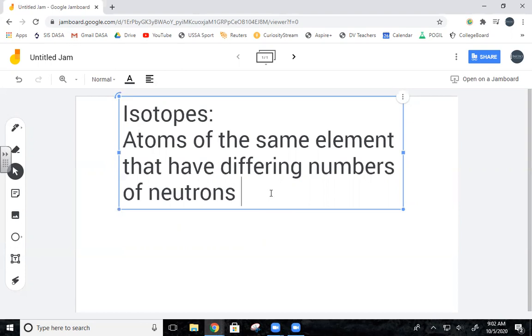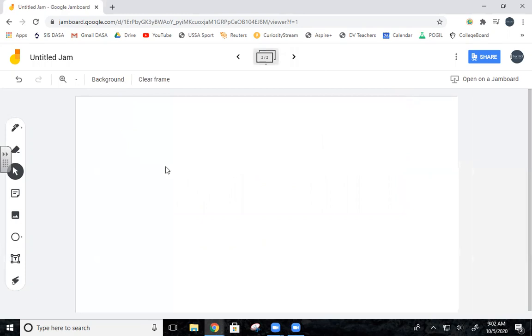So isotopes are atoms of the same element that have differing numbers of neutrons. Neutrons are found in the nucleus. They have no charge. They have mass. So when we talk about isotopes in chemistry, let's just do iron, shall we?